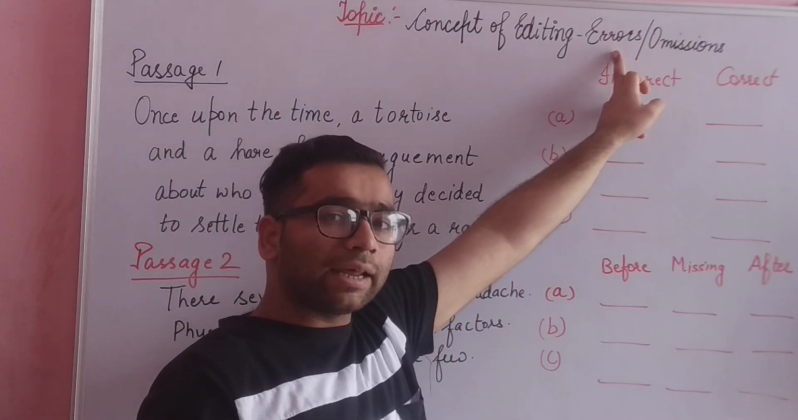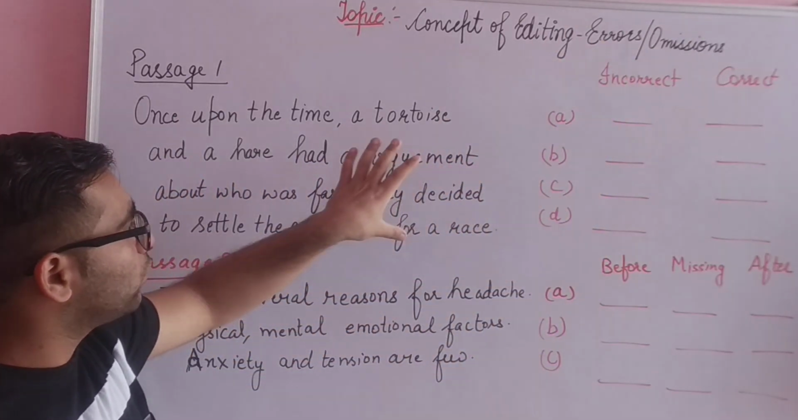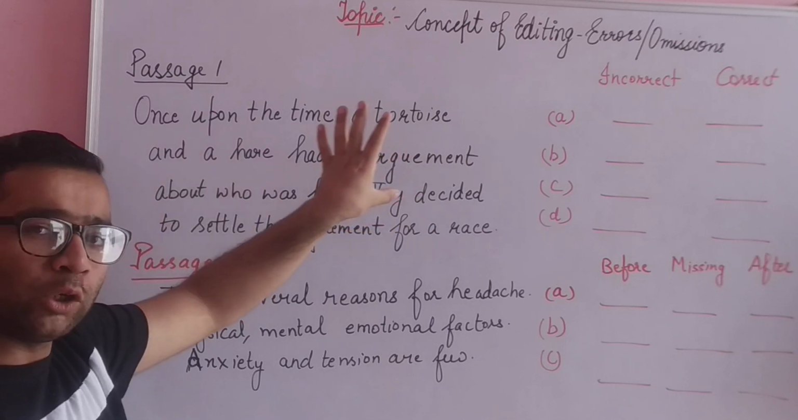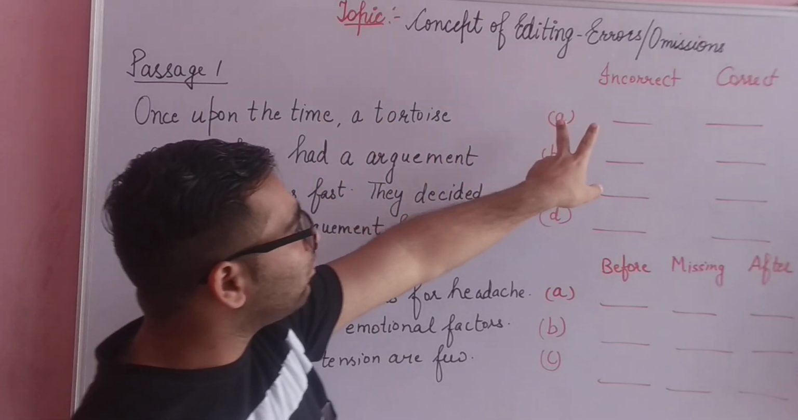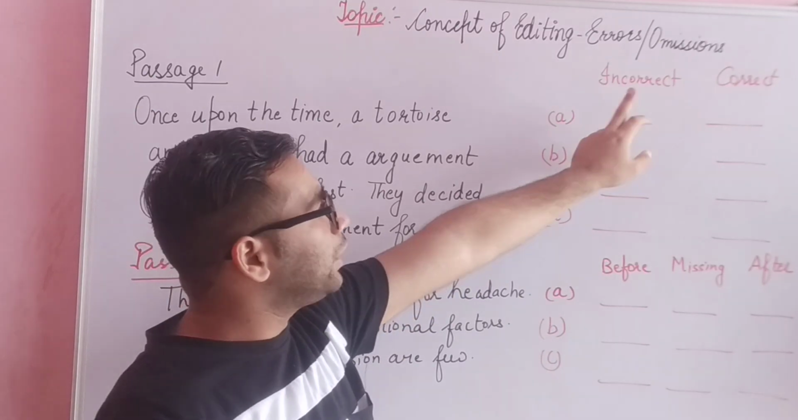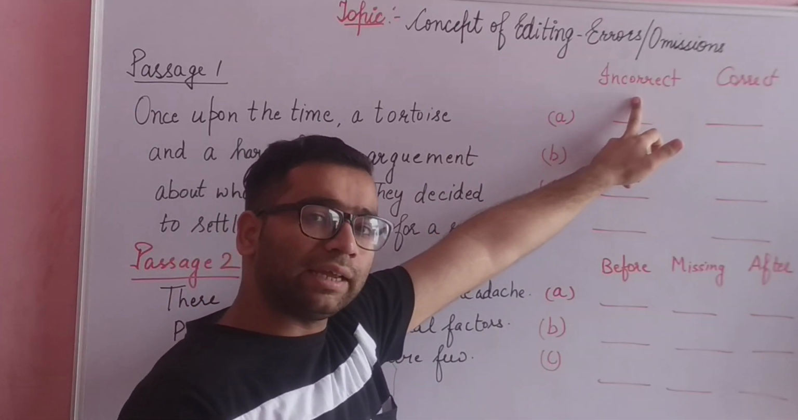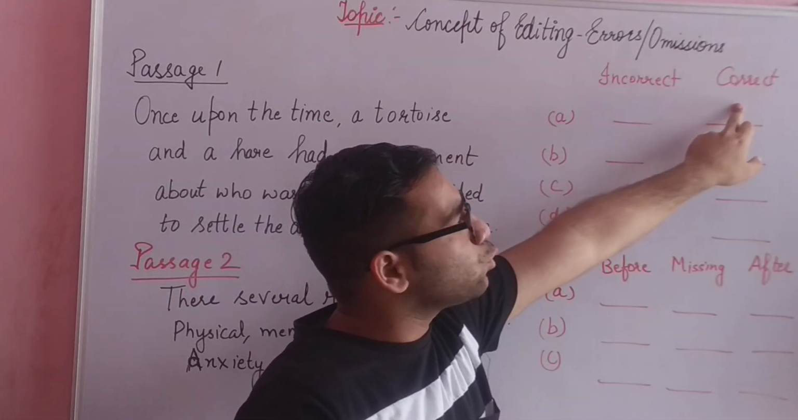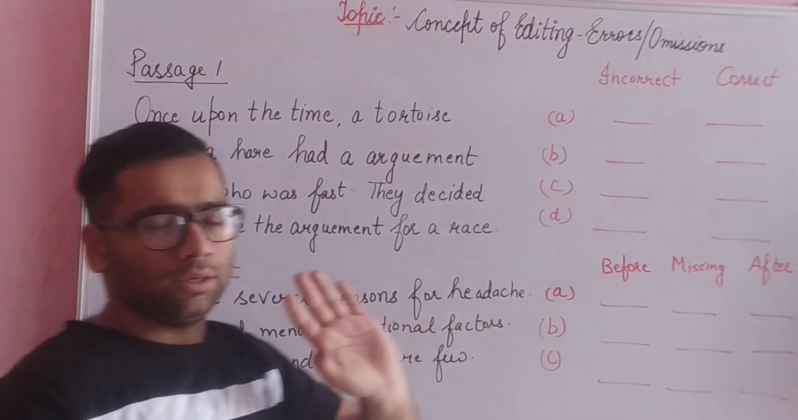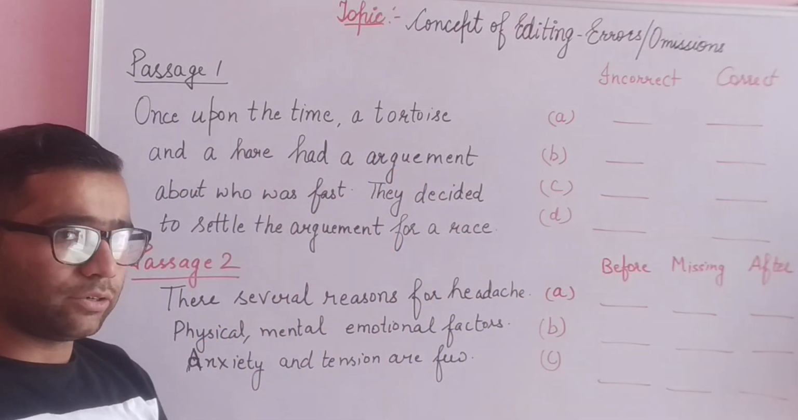Error correction is a kind of concept where you will be given a passage or sentences. There will be an error in a sentence. You need to detect the error, meaning you need to detect the incorrect word. Simultaneously, you need to mention the correct word for the same. So this is the concept of editing errors.